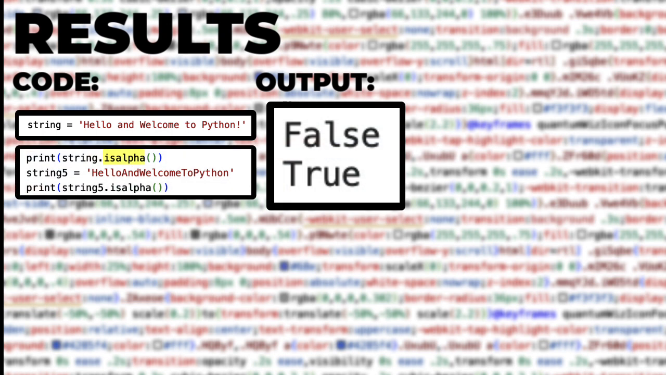Next will be isalpha. This will return true if all the values in the string are letters. If not, it will return false. So my first example shows that there is not just letters in the string, so it returns false. However, on the second string I have removed the spaces and the exclamation mark at the end. This makes the function return true.